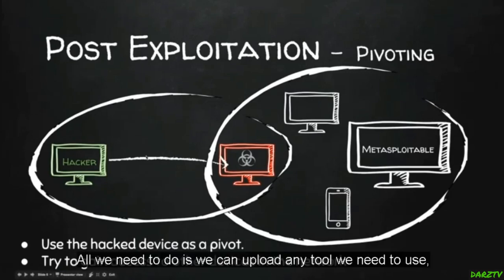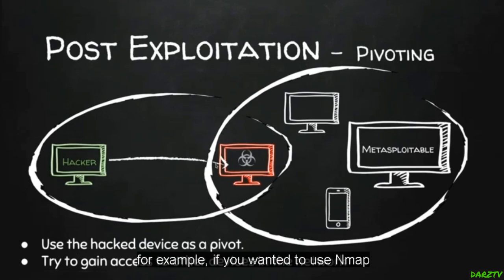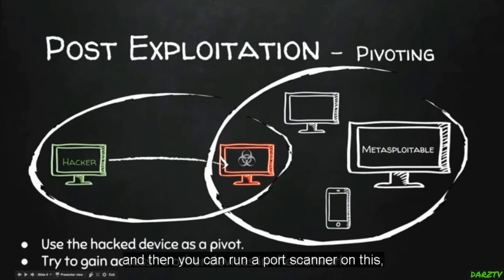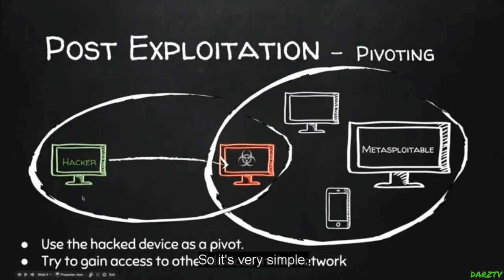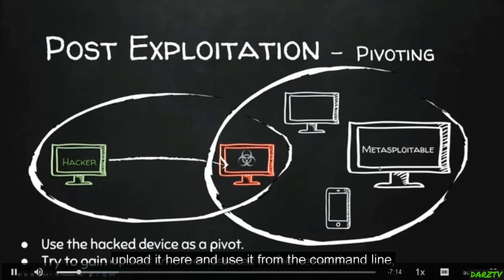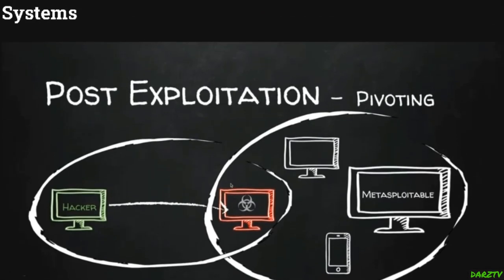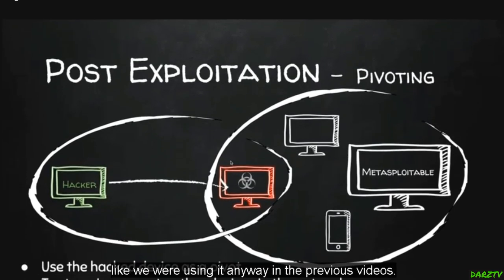All we need to do is upload any tool we need to use. For example, if you wanted to use Nmap or ARP spoof or dsniff, you can upload any of these tools, run them on this computer, which is connected to this big network, and then you can run a port scanner on it. You can do ARP poisoning and do man-in-the-middle attacks like we've done before. So it's very simple. All you have to do is use the upload command, upload it here, and use it from the command line like we were using it anyway in the previous videos.